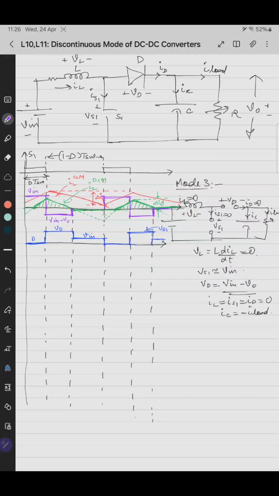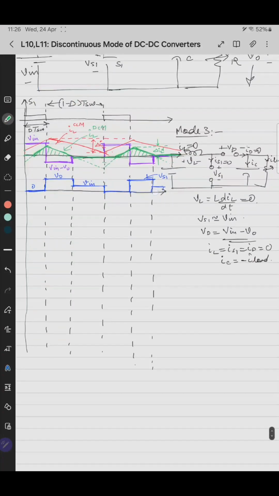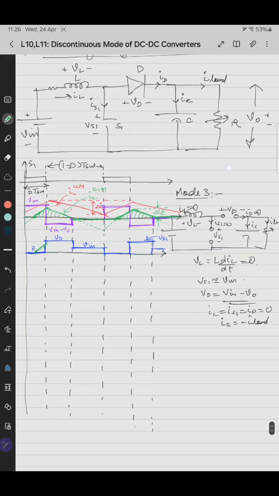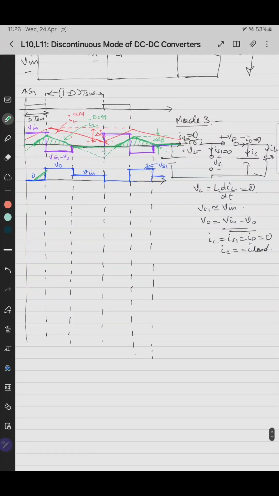When the switch is on, Is1 equals IL. So I'll draw in green color only. So it is like this. Is1 equals IL. When the switch is off, the current through it ideally should be 0. Similarly, for the third case, it is 0. The waveform is like this. Only a triangle. This is Is1.